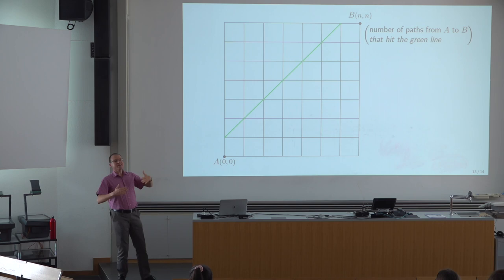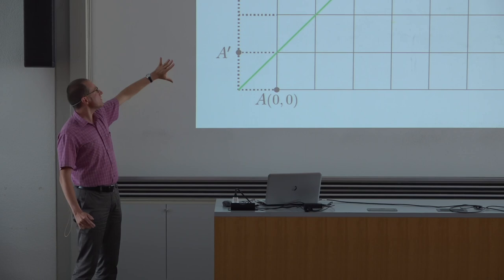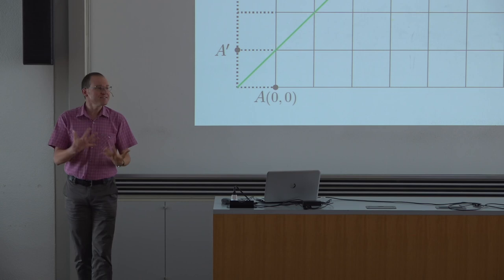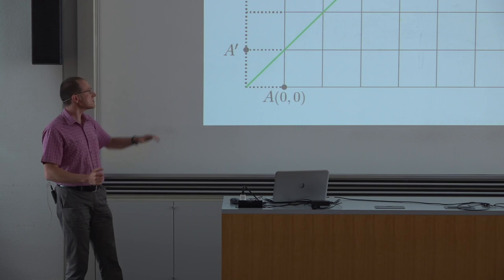So let's reflect with respect to the green line. Let's reflect the point A. So I bring it to this point A prime, prolong the green segment a little bit, and then extend our grid a little bit on the left. You see here, there is some mathematics going on. This is a difficult proof. It will be very short, but it requires this idea. It requires a creative idea. It's not just writing down a solution. It requires some substantial idea.